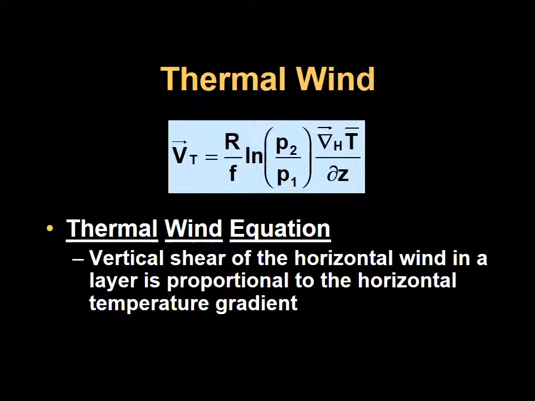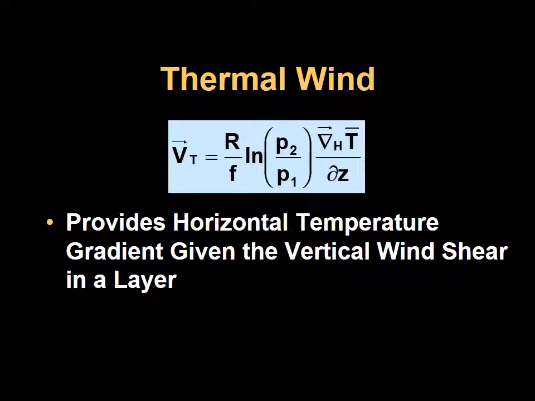So this equation shows us that there should be vertical shear in a layer because of a horizontal temperature gradient. It gives us a concept. It helps us visualize an imaginary wind that is produced by a temperature gradient in a layer. We'll talk more about this in the next video.